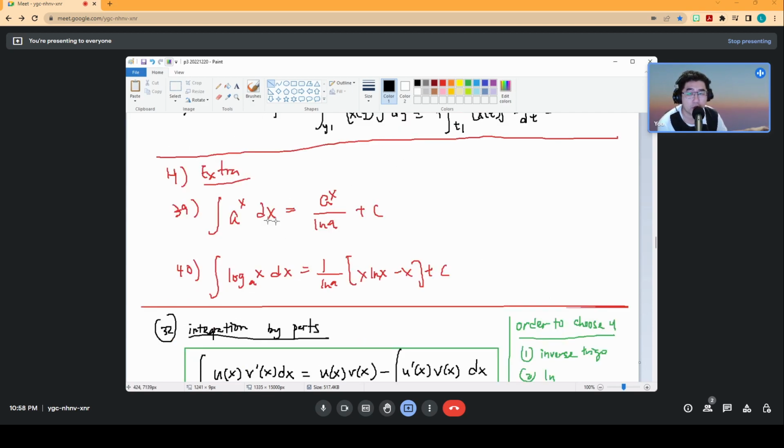Then with the extras, extra 39 here continues from your differentiation rule. Remember the 2 to the power x formula; this is the reverse process. And 40 is log base a, so you have ln over ln a, x ln x minus x plus c. This one serves as extra. It's not because I want to put it as a formula. It's simply because it appeared in the past as part of the questions.